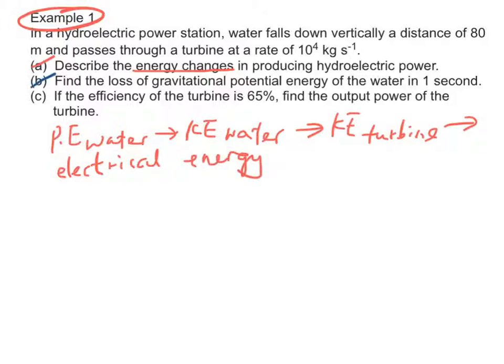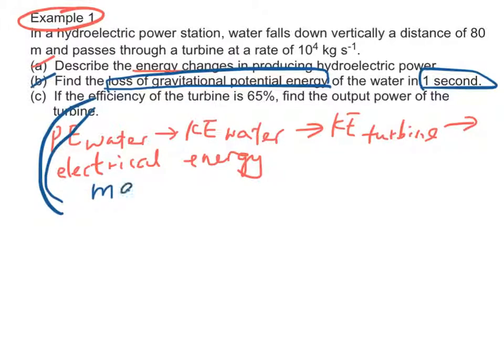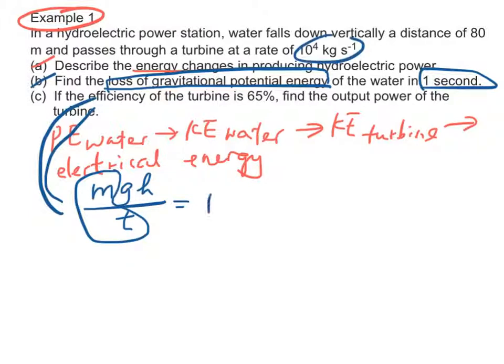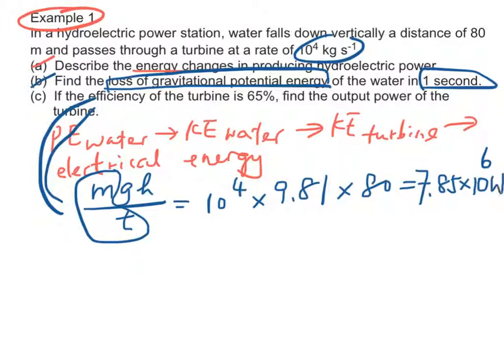Part B, the loss of gravitational potential energy in 1 second is equal to mgh over t, which is equal to 10 to the power 4 times 9.81 times 80, which is equal to 7.85 times 10 to the power 6 watt.